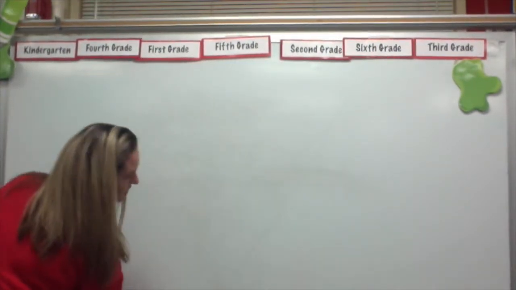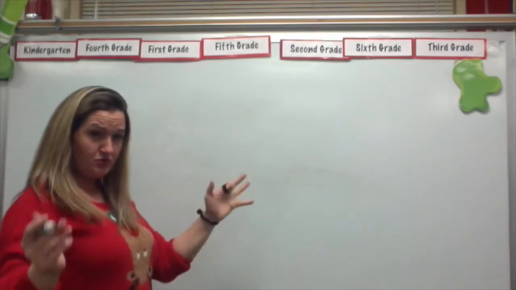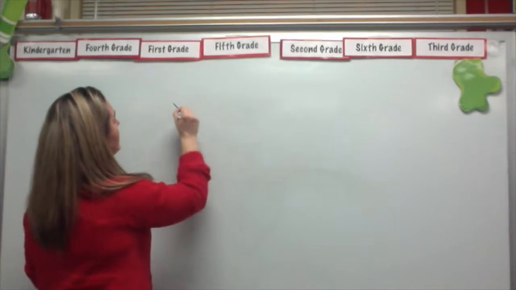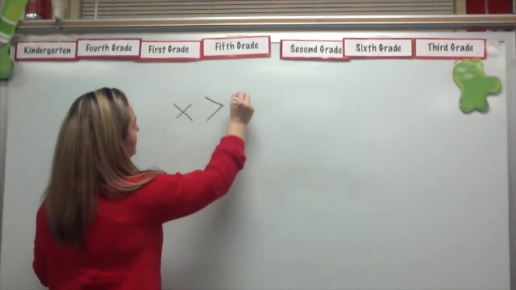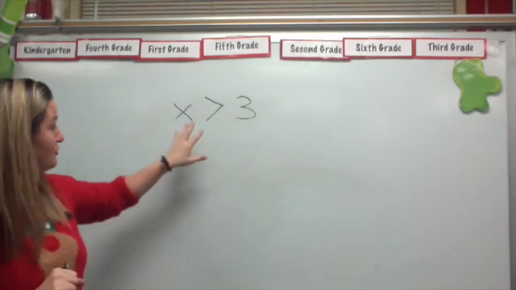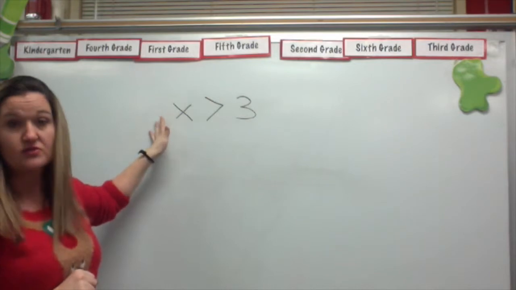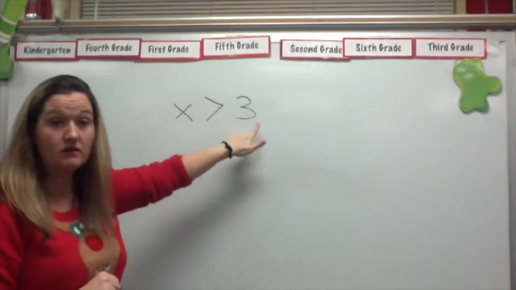Now, what we see here is that instead of having numbers on both sides, we're going to have a variable. x is greater than 3. First of all, you would read this as x, or a number, greater than 3.